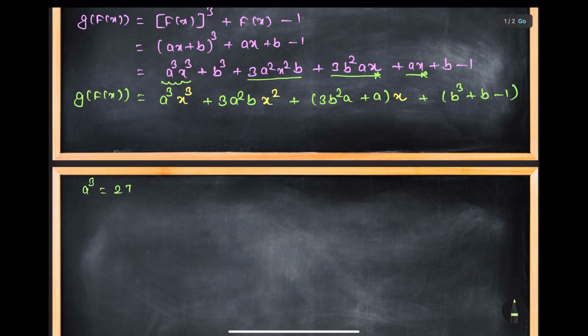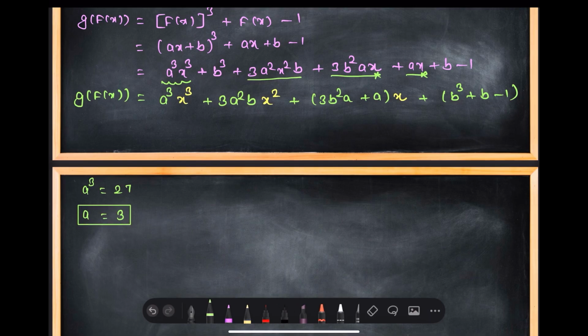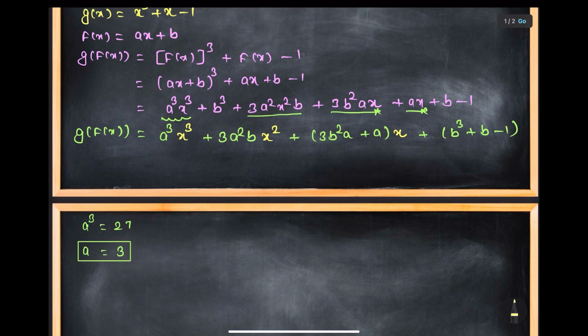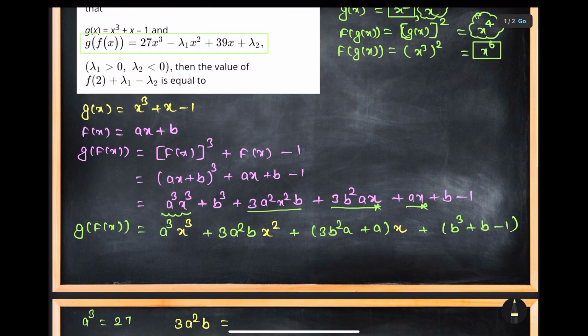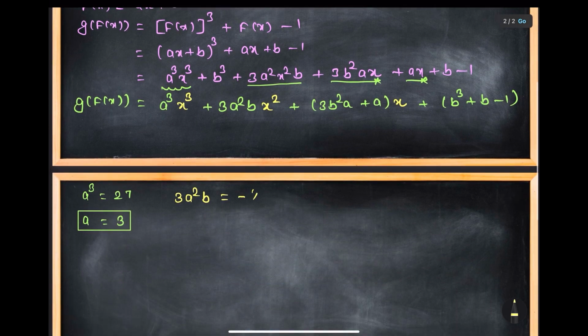So we got the result a = 3. Okay, so the value of a is 3. Now focus on the coefficient of x². So it is 3a²b. According to us, the coefficient of x² is 3a²b. According to them, it is −λ1. So −λ1. Now a is 3, so it is 27b.